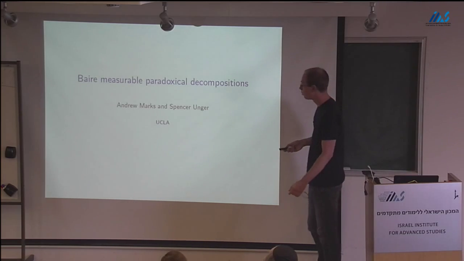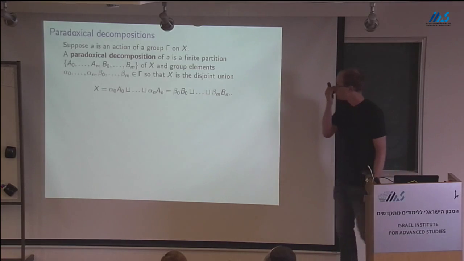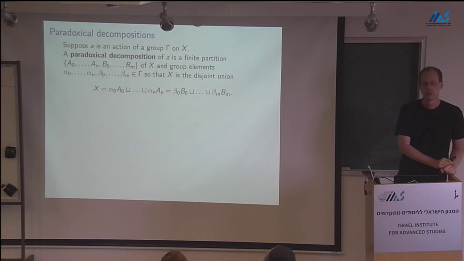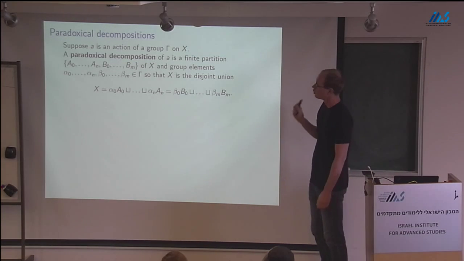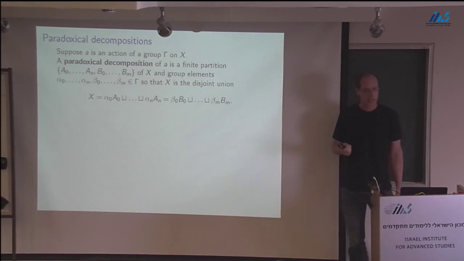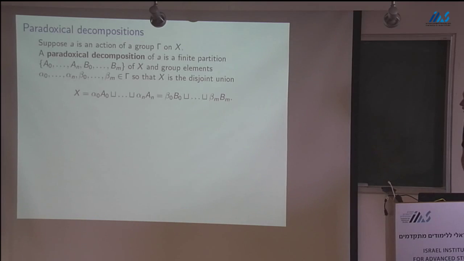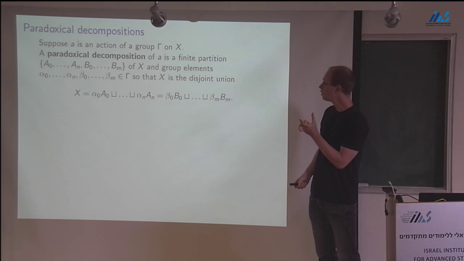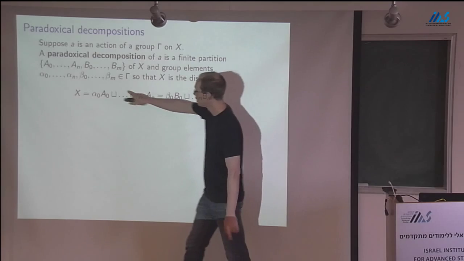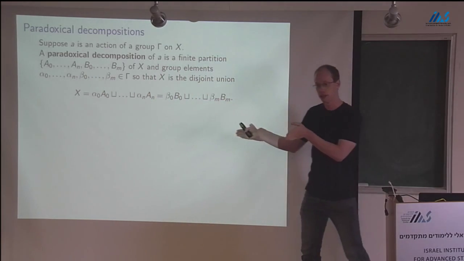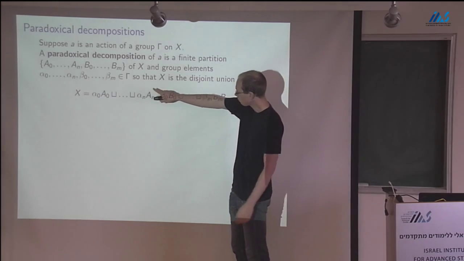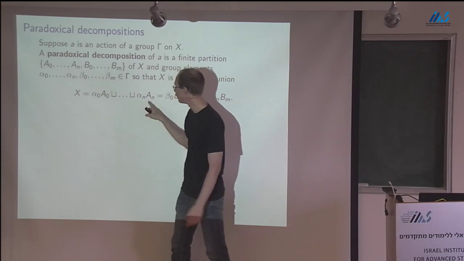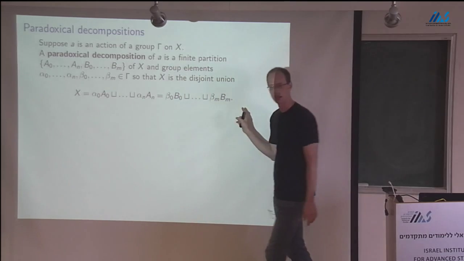All right, so this work is about paradoxical decomposition, the most famous of which is the Banach-Tarski paradox. Here's a general definition. Suppose I have an action A of a group gamma on a space X. We say that this action has a paradoxical decomposition if you can partition the space into finitely many pieces, and I break those finitely many pieces into two groups, finitely many A sets, finitely many B sets. And you can choose group elements so that after translating these pieces by the group elements, the first half of the partition can be rearranged to form X, but so can the second half of the partition.